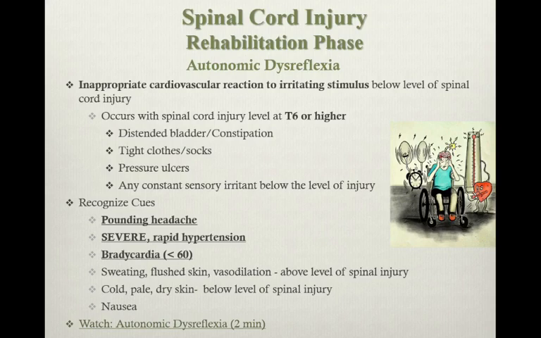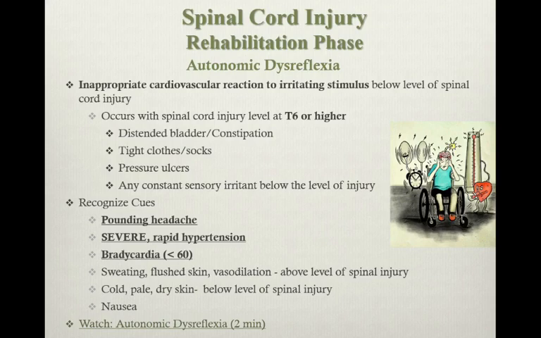These patients have an inappropriate cardiovascular reaction to an irritating stimulus below the level of injury. So if you are injured at T1, anything that happens below T1, anything that you would have normal function for, any irritating stimulus is going to cause this feedback cycle, which involves the sympathetic and parasympathetic system. But usually the most common causes are a distended bladder and constipation. Those are the most common irritating stimuli below. The patient can't feel it, but it's still trying to send messages up to the brain. It's just that the highway's broken there.